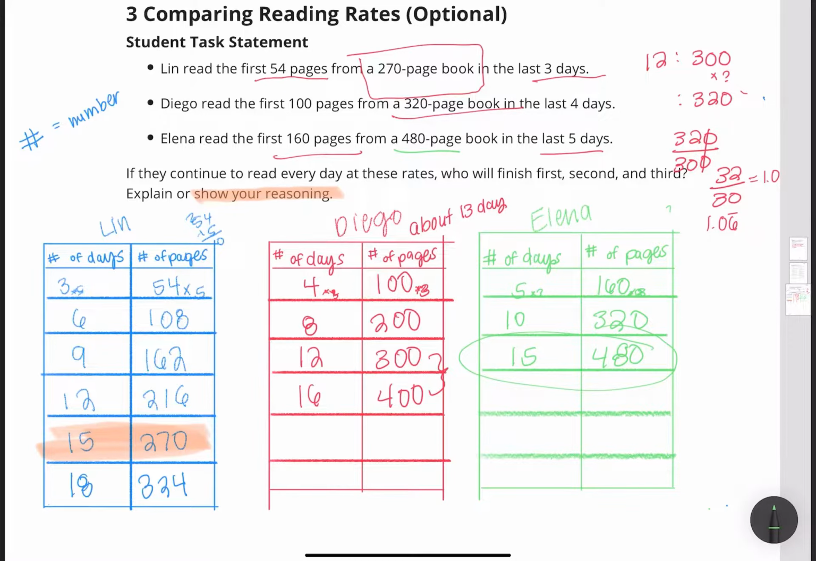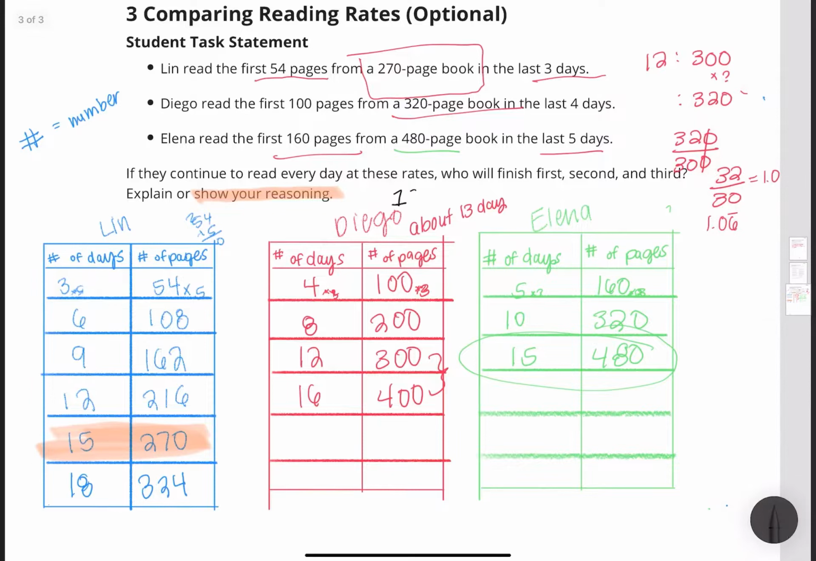So if I had to determine a winner, how would you do this? How would you determine a winner? Lynn had started with 3 days, and in 3 days she read 54 pages, but in 15 days she finished her book. She finished her book in 15 days, so the first place winner would be Diego. Diego is first place, so I'm going to write that in black.